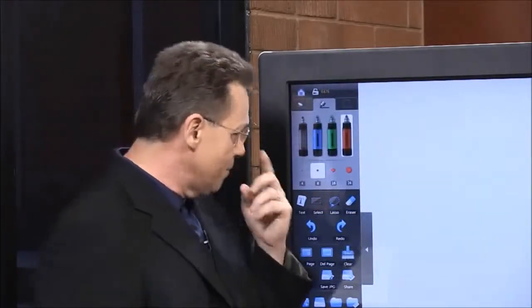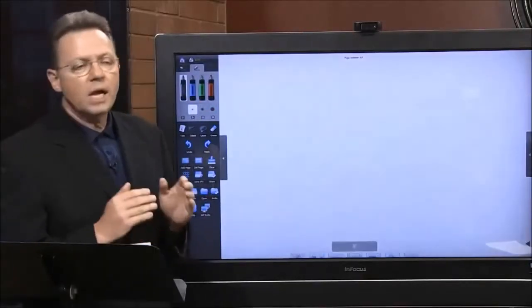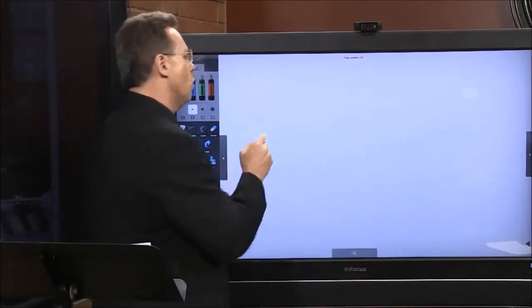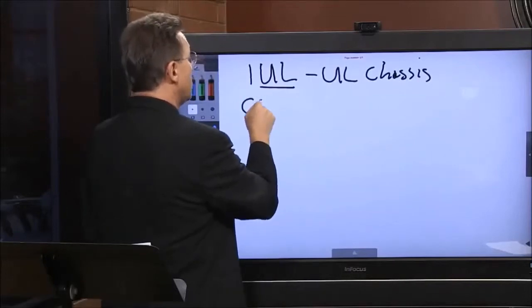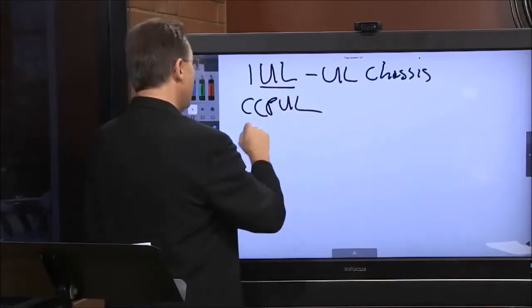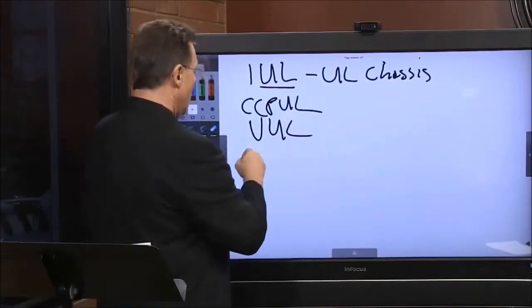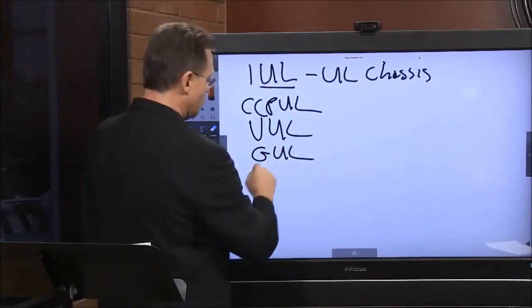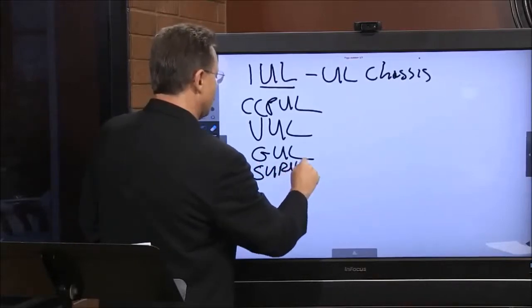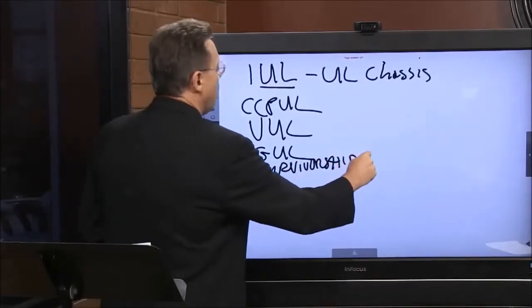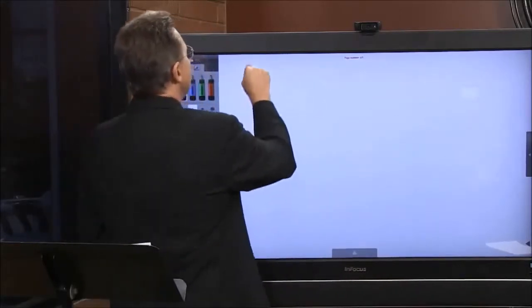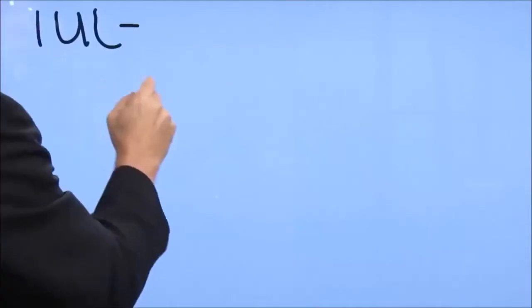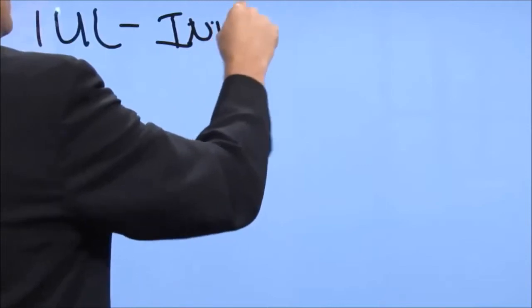Now, I want to go to the whiteboard today, and I'm going to choose black for a little while here. And the first thing I want to talk about is, remember, we've talked about this before, indexed UL, bottom line, is a UL chassis. Just like IUL is a UL chassis, so is current company, practice UL, so is VUL, so is guaranteed UL, and of course, all the survivorship contracts that go with that as well. You can get them all on UL, and of course there's whole life, but these are all on the same chassis.